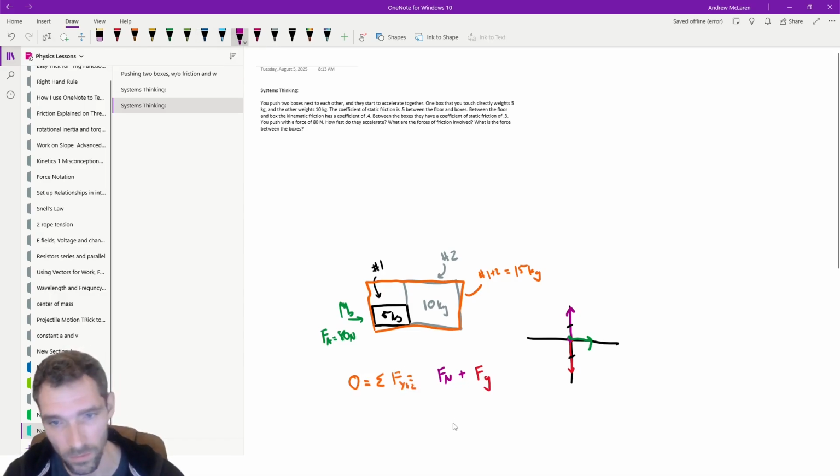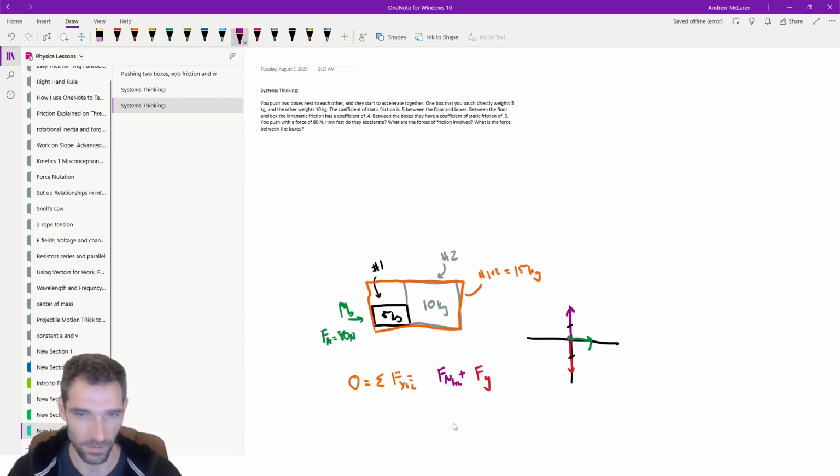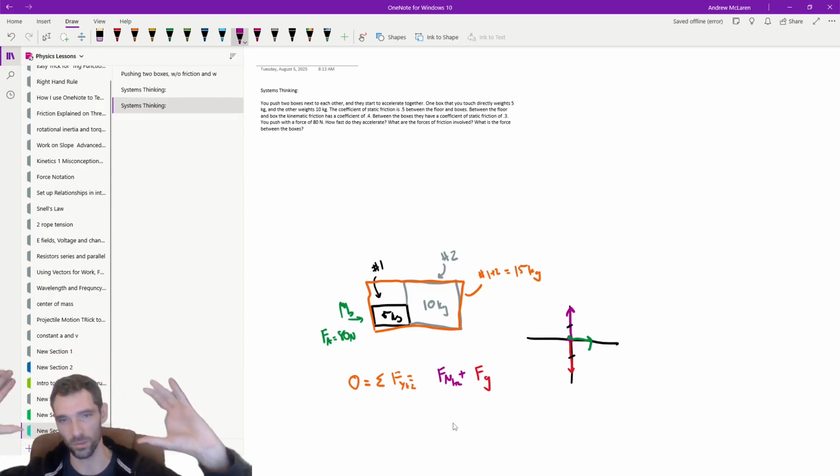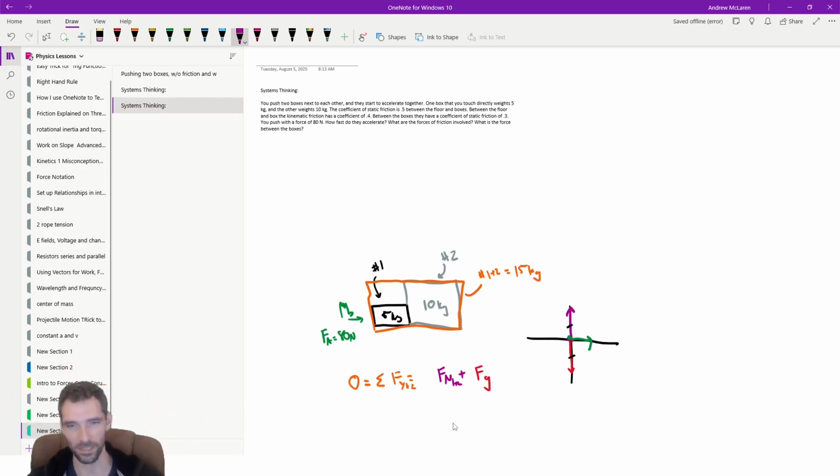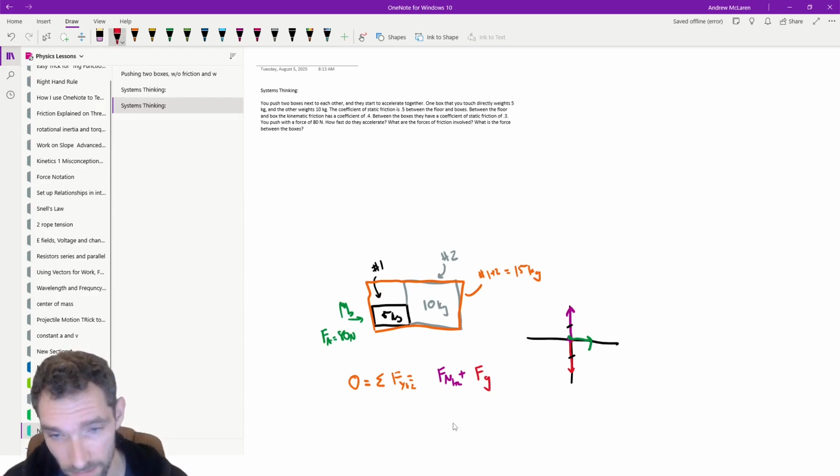The force normal for the object 1 plus 2 is going to be useful because we're just thinking about this larger orange box, which is a combination of these two boxes put together. If you're not sure about that, I did go over it in the previous problem quite a bit, so make sure you've watched that part.